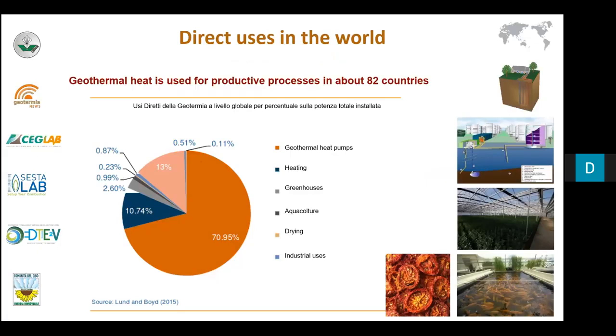The direct uses in the world, as you could imagine watching the previous slide, are mostly used by geothermal heat pumps. Then there is the use for heating purposes, and then there are uses for other applications such as greenhouses or for industrial uses.